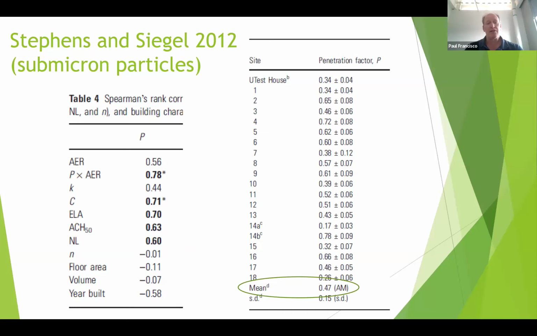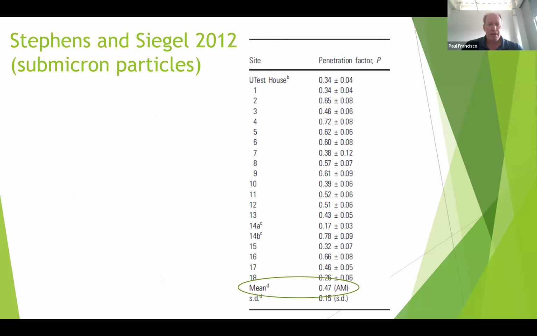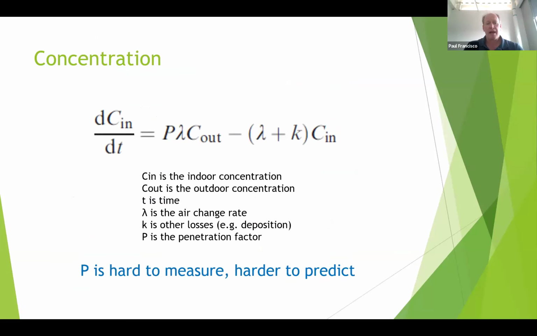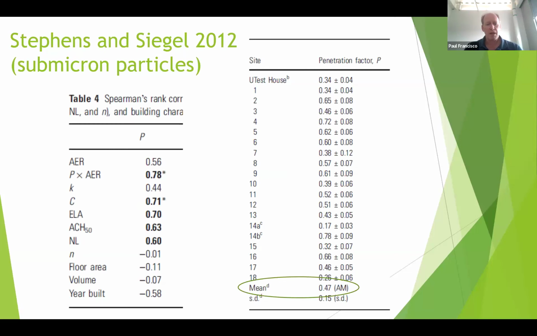One of the absolute key things to do a penetration factor is to have zero indoor generation. If you have zero indoor generation, then with the equations, they can take this equation and calculate out P. But it's hard to have no indoor generation if you have people in the house. So as always, the problem is the people. If we get rid of the people, none of these things are a problem anymore.